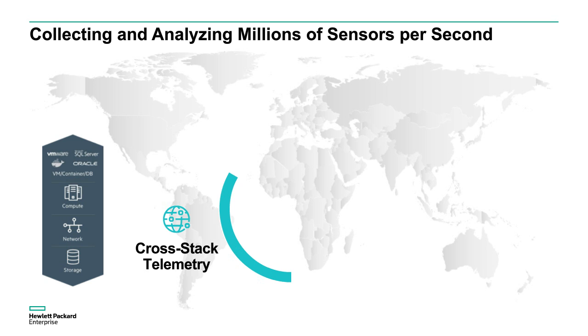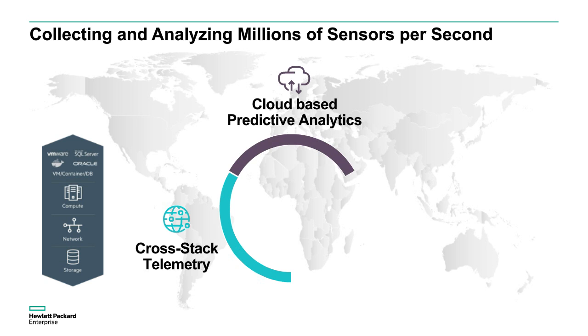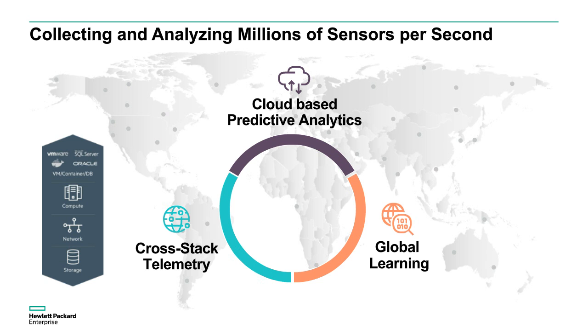Next, InfoSight isn't analyzing this data in isolation. It's analyzing millions of sensors every second from across the global installed base and helps generate cloud-based predictive analytics that can provide actionable intelligence back to the customer. And finally, InfoSight is constantly learning from the collective insights and experiences of the installed base, which really helps to make the collective infrastructure smarter over time. So this is all great and sounds fantastic, but how does this actually benefit the customer? Let's take a look at that.